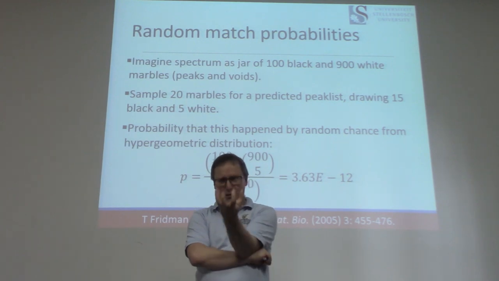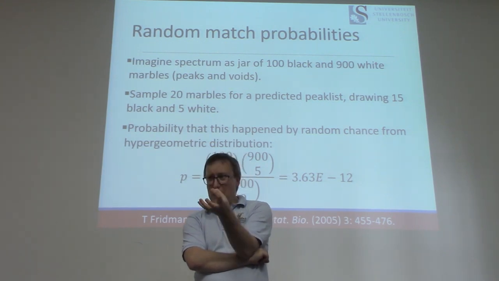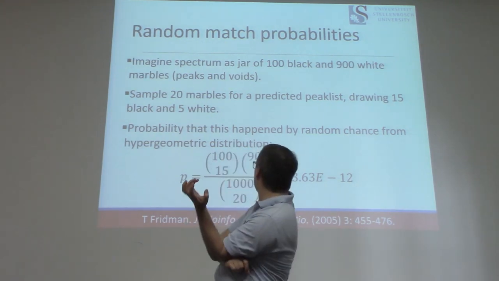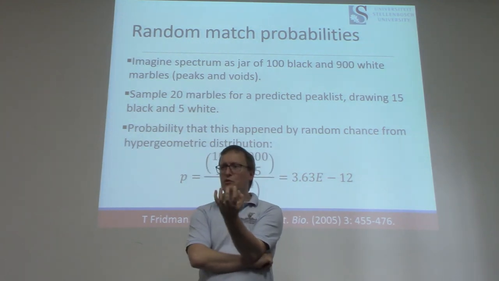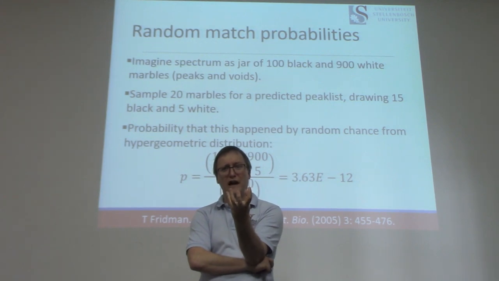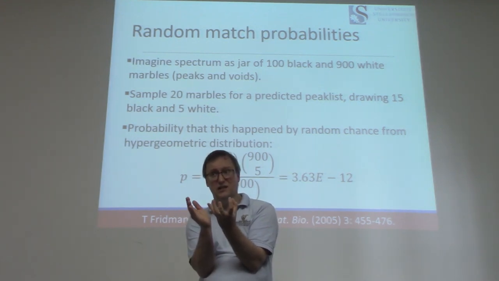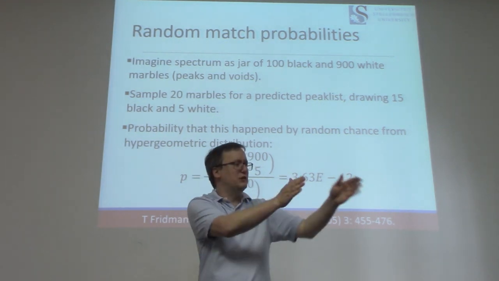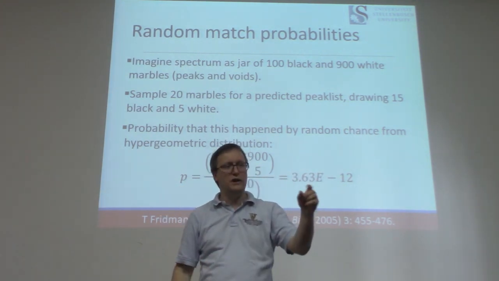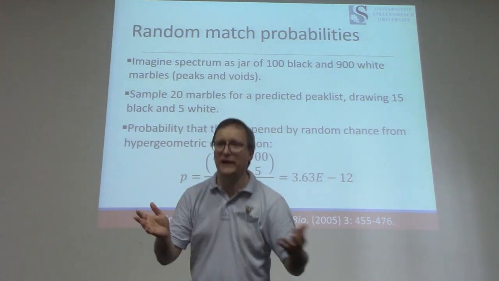I have a jar of marbles representing this spectrum. The jar contains 1,000 marbles, 100 of which are black and 900 of which are white. Have I remembered my numbers? I did. Okay, so these 100 black marbles represent locations in the spectrum where I found a peak. The white marbles represent a place in the spectrum where I might have seen a peak, but I didn't. All right, so think of the spectrum now cut up into little one Dalton bins, and each one is either represented by a white marble or a black marble. If there's a peak, it's black. If it's not, it's white.